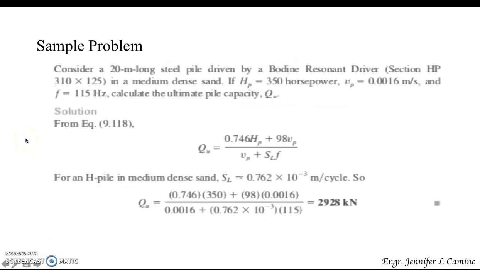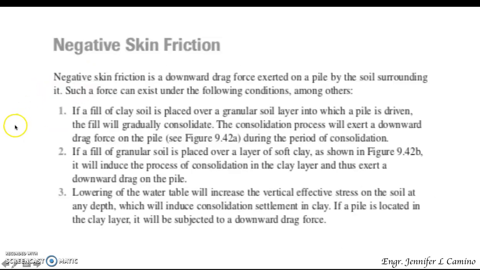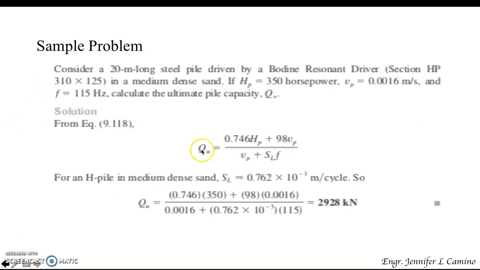So we have here a sample problem. Consider a 20 meters long steel pile driven by a Bodine resonant driver. So we're given with this HP 310 by 125 in a medium dense sand. So H sub P is 350 horsepower, V sub P is 0.0016 meter per second, and f is 115 hertz. We're going to calculate the ultimate pile capacity.